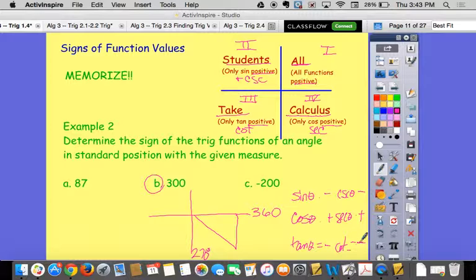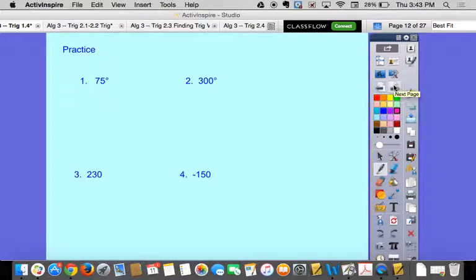So that's the way it's supposed to be. If you are in the second, third, or fourth quadrant, 2 of them will be positive, and the other 4 will be negative. The only exception to that is first quadrant, everybody's positive. So let's see kind of how this works.